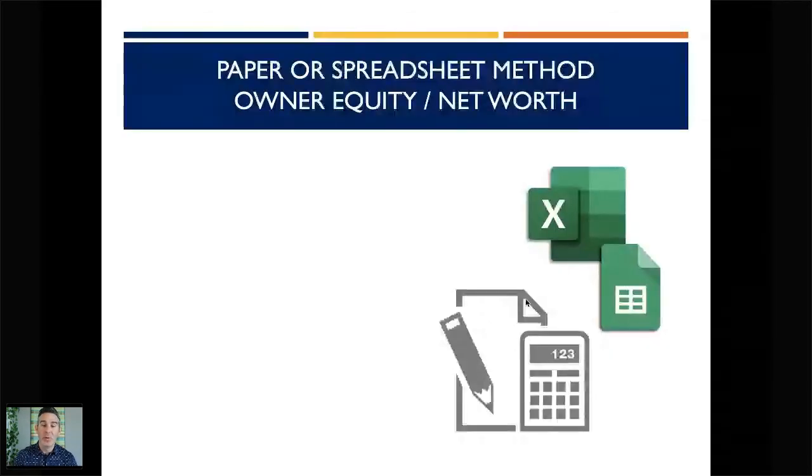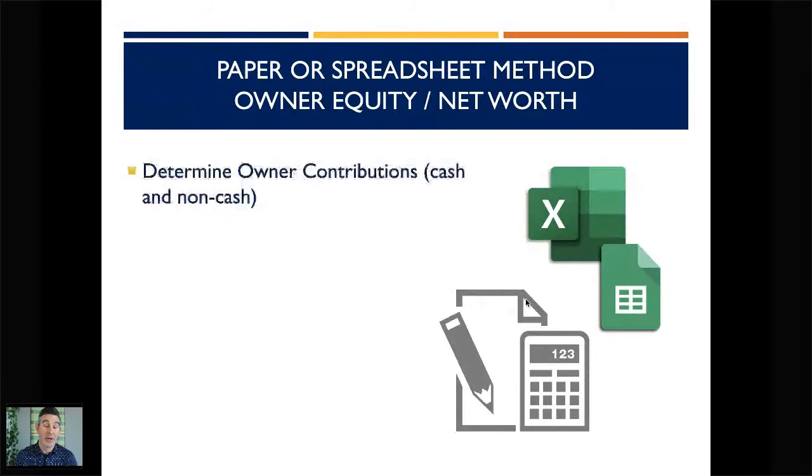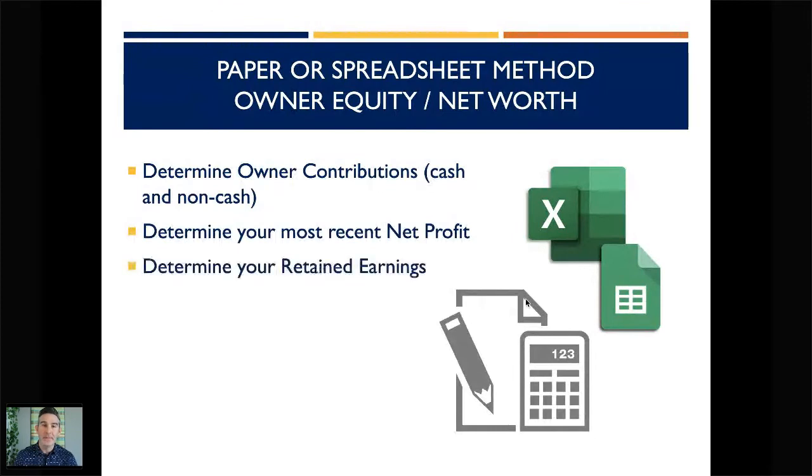Now, if you want to actually fill out the owner equity section or the net worth section, then you're just going to go through these categories and start filling in the numbers. So how much have you contributed as an owner, either cash or non-cash? What was your most recent net profit? What were your retained earnings in all of the periods prior to this most recent one? Add those up. And then how much have you drawn out of the business?